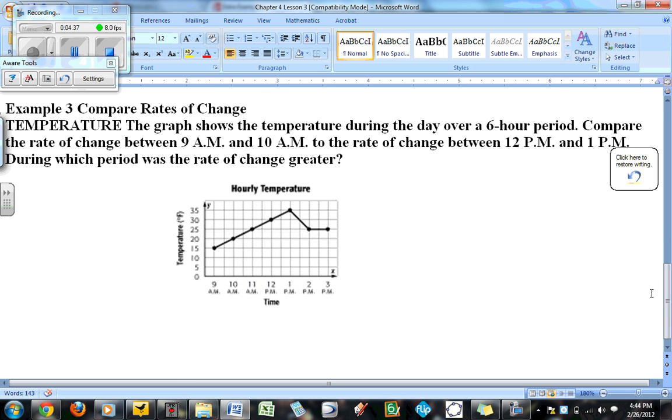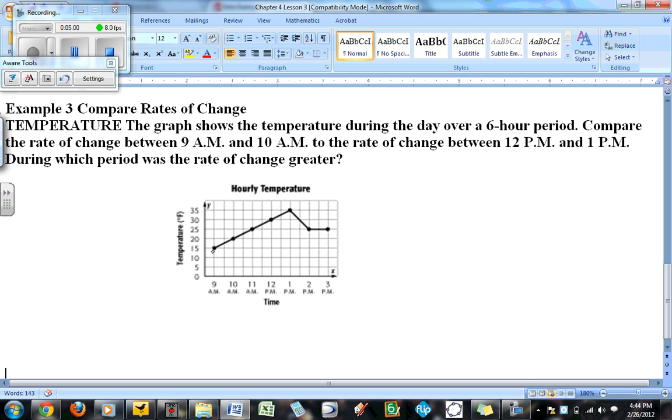All right. Example 3, it says we're comparing rates of change. The graph shows the temperature during the day over a 6-hour period. Compare the rate of change between 9 a.m. and 10 a.m. to the rate of change between 12 p.m. and 1 p.m. During which period was the rate of change greater? All right, so first of all, we're going to need to find our coordinates.